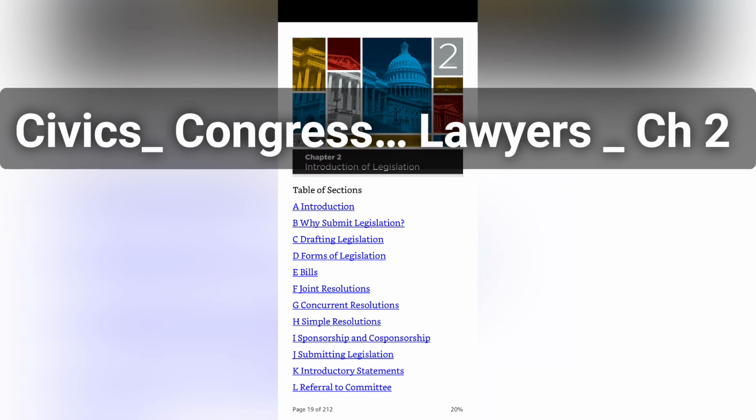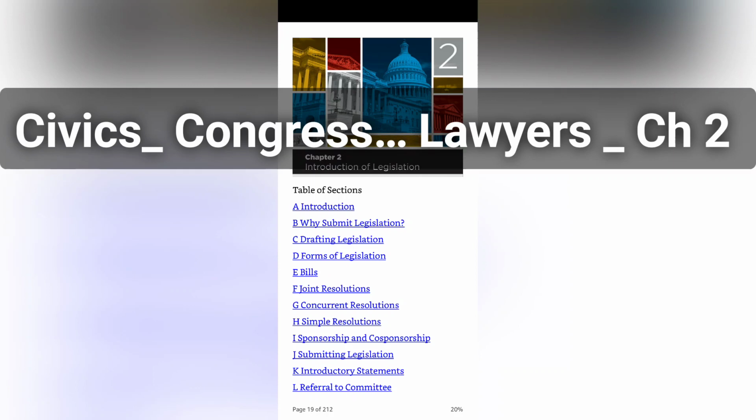Chapter 6, Section G. Bills are generally numbered in the order in which they are introduced, with the exception of a few that are reserved. See Chapter 2, Section J. In each chamber, with an HR designation in the House, for example, HR 1, and an S in the Senate, for example, S1.